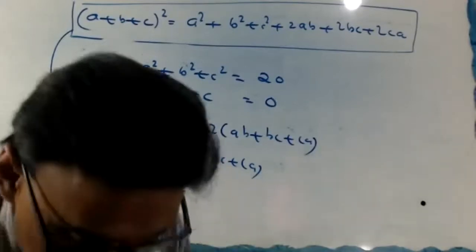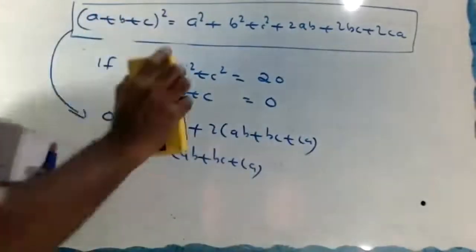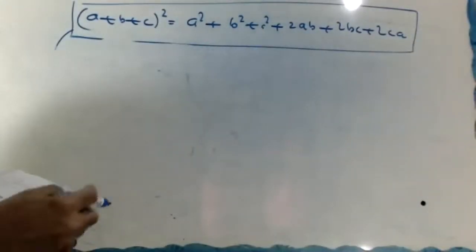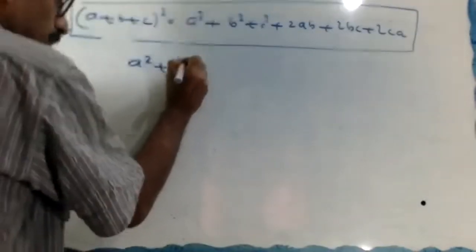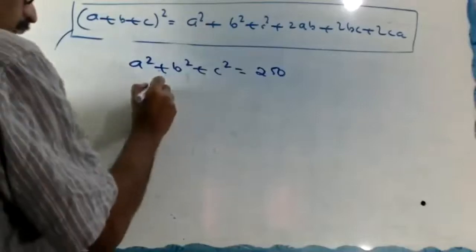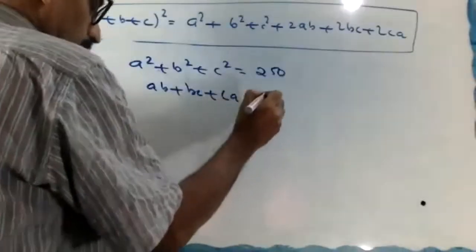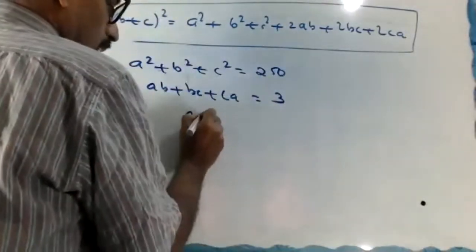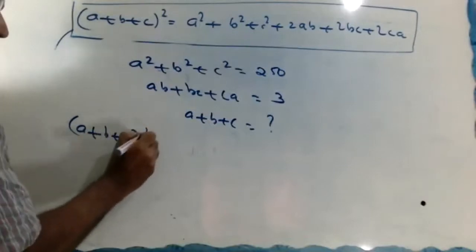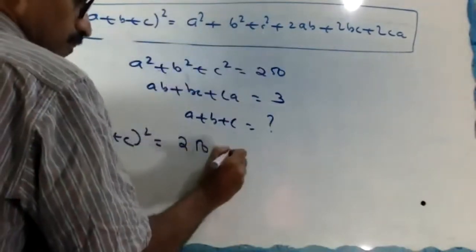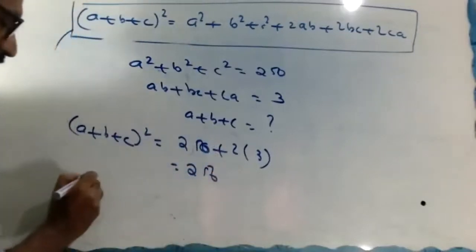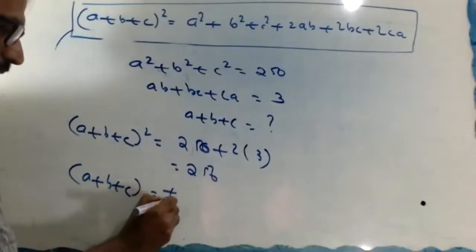Okay, this question. Look here. Keep all this in your head, everything is based on this. Here, a square plus b square plus c square equal to 250, then ab plus bc plus ca equal to 3. Find a plus b plus c. Go here: a plus b plus c whole square equal to this part, 250, plus 2 into ab plus bc plus ca, which is 3, that is 256. Therefore a plus b plus c equal to plus or minus 16.